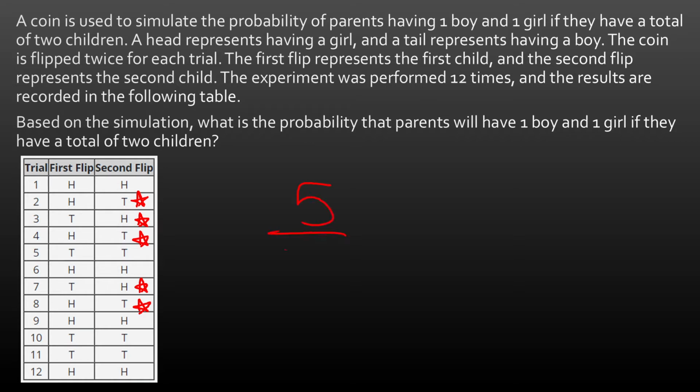So that is 5 out of those 12 different times they performed that experiment where they landed on different ones. So it looks like they'd have a 5 out of 12 chance based off of this simulation to have one boy and one girl.